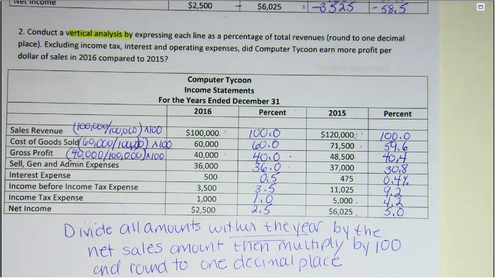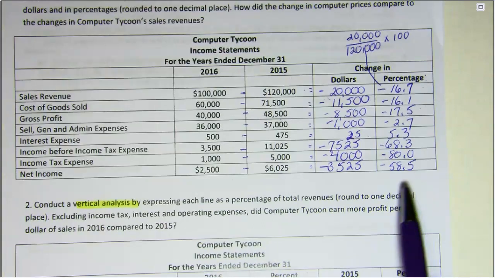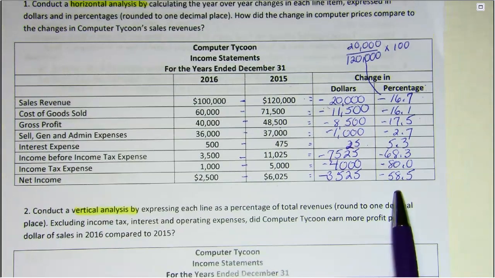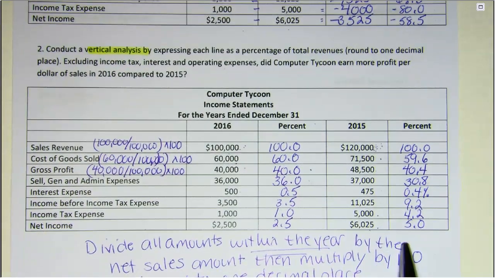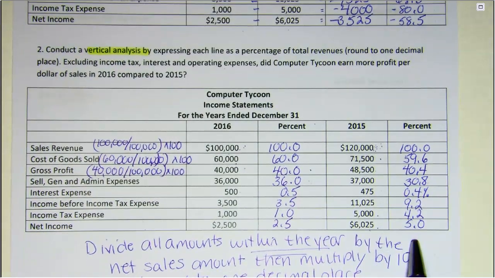Some expenses do go down when sales go down. Might be sales supplies or commissions if your employees work on commission, but there are some expenses that will be the same regardless. So Computer Tycoon is not doing well. In horizontal analysis, we saw that there had been a 58.5% drop in net income, and as a percent of every sales dollar, it went from 5% to 2.5% of every sales dollar.